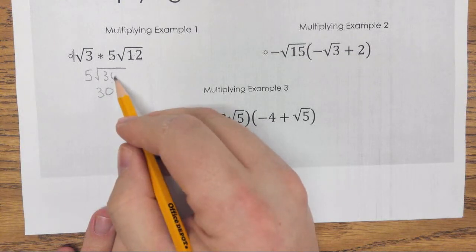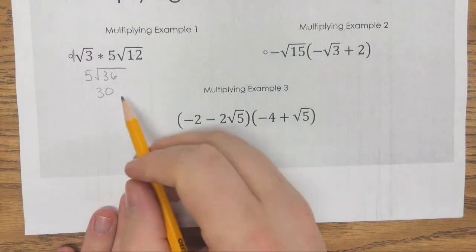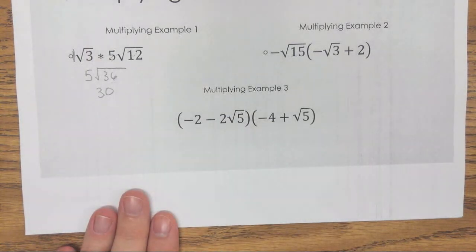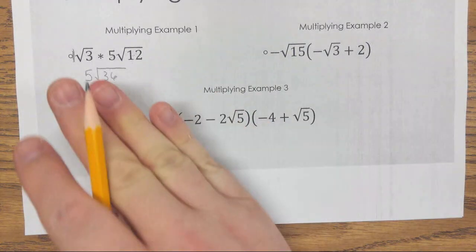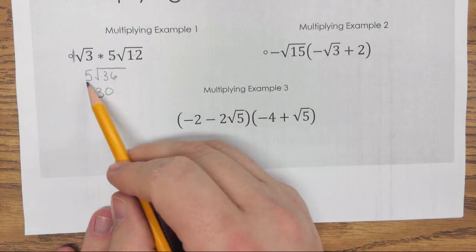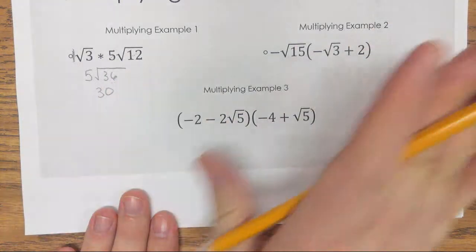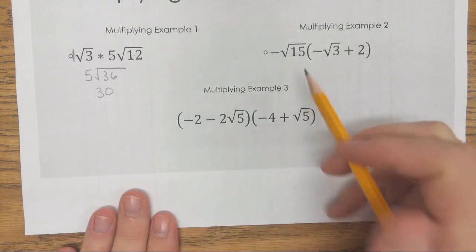I don't have anything left underneath of here. So I don't have any radical left out here at all. Don't go and be writing radical 6 or radical 36 or anything like that. If you don't have anything left after you get the pair out, then the radical just goes away. Okay? Alright, let's look at this one.